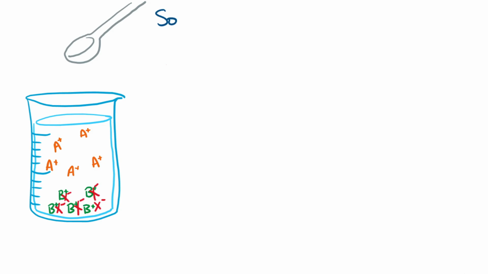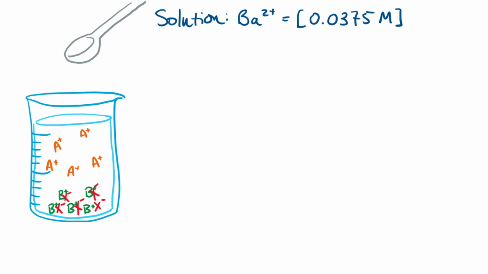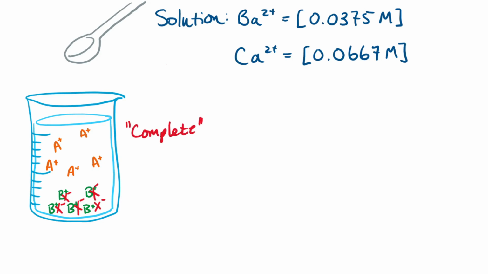Let's say that I have a solution containing different alkali metals. A 0.037 molar concentration of barium and a 0.0667 molar concentration of calcium, and that I want to separate these two ions completely. Now we do have to qualify that word completely.